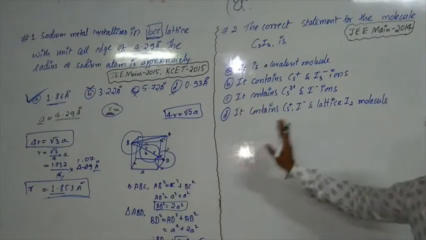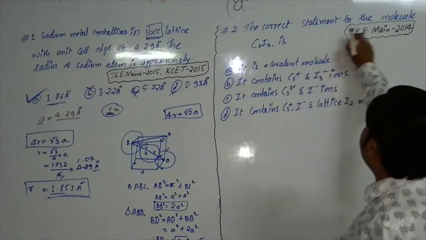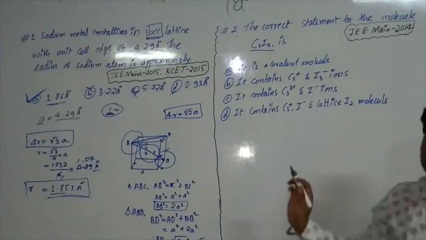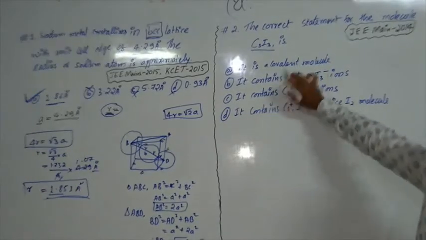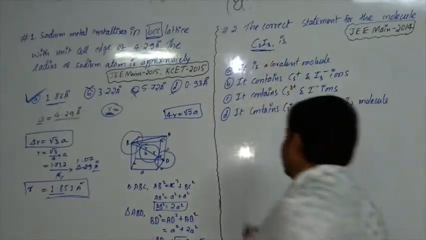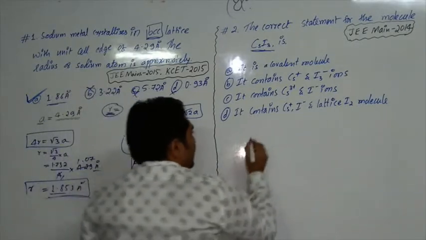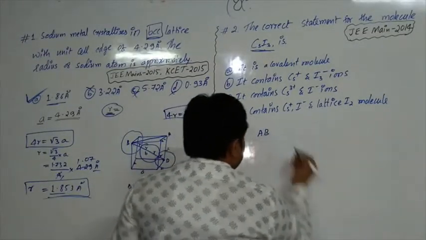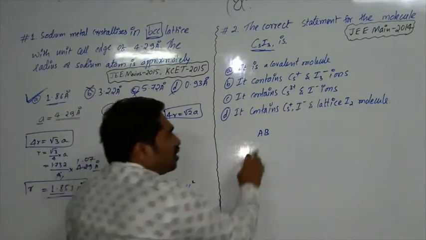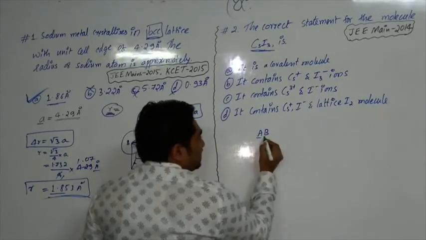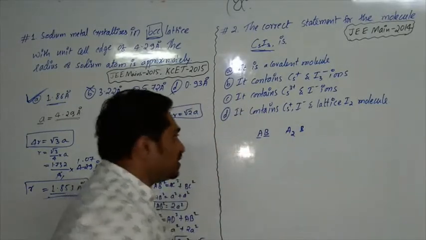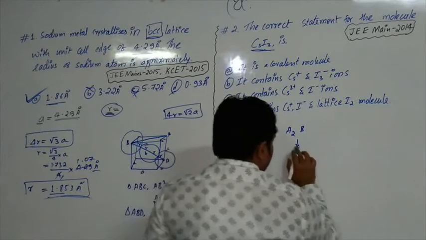This is most important. Please remember, the correct statement for the molecule cesium iodide, CsI3. They have given 4 options. We have to check which option is correct according to the structure of cesium iodide. Generally we know that if a compound is formed like AB, and said to be an ionic compound, what does this formula tell? This is our cation, this is our anion. If the compound is A2B, what does this indicate?